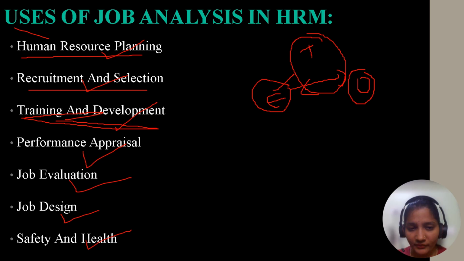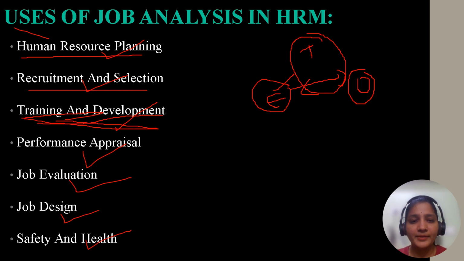Example, if job analysis shows that a data entry operator needs Excel and typing skills, but some employees are weak in Excel. Okay, so what does HR do? HR arranges Excel training for them. Okay, so here I told you training and development, right? So what's the difference between training and development? Training means it teaches employees the specific skills or knowledge they need to perform in their current job effectively.